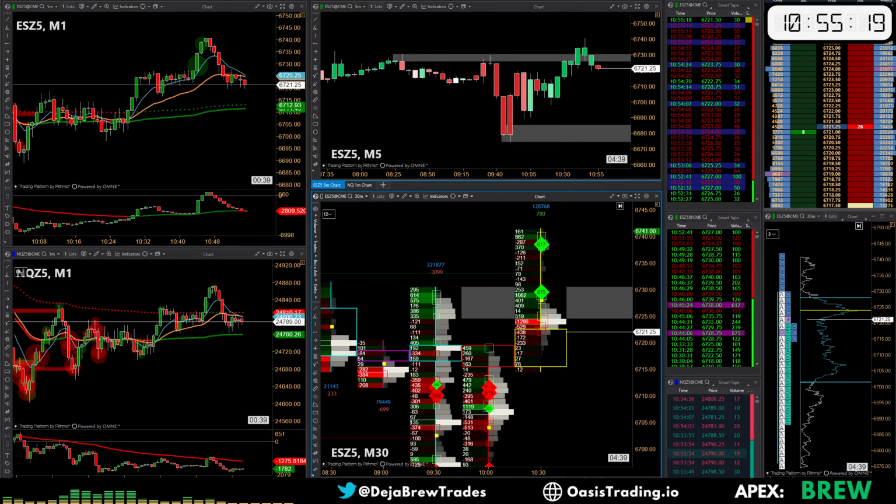This is just a standard rotation until it hits VWAP. Then it might turn into a failed rotation. We'll keep an eye on that.